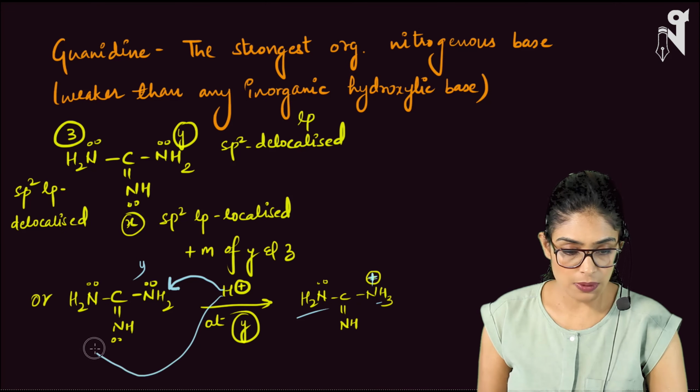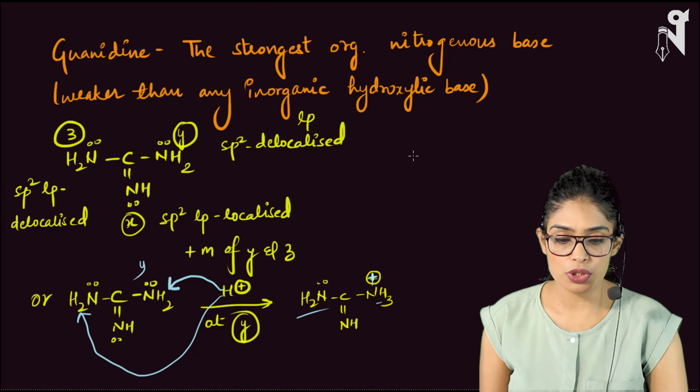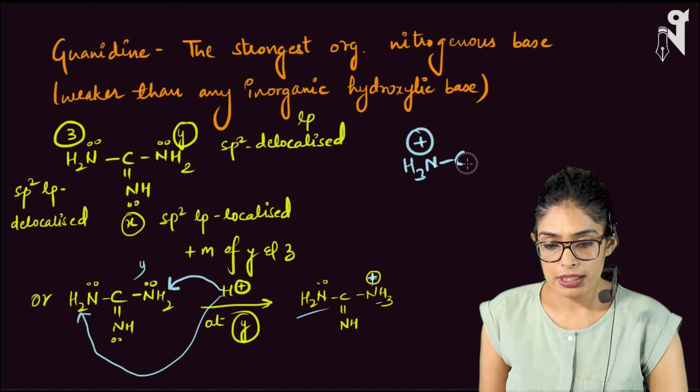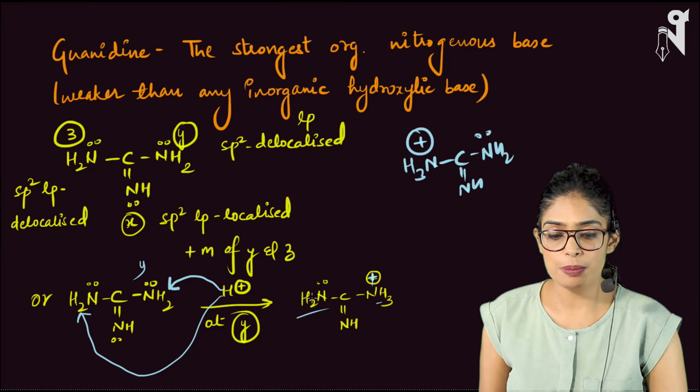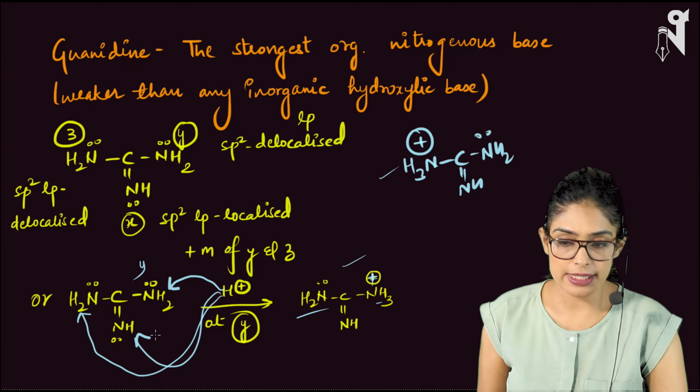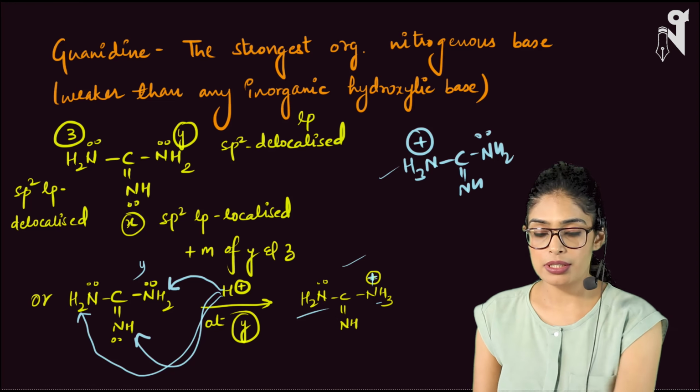Now see, if this H plus attacks here, which is the Z position, this will form NH3 plus, C double bond NH and NH2. Again, this is the same species, so the same cation is formed. What will happen if this H plus attacks this X? Let's see in the next slide.